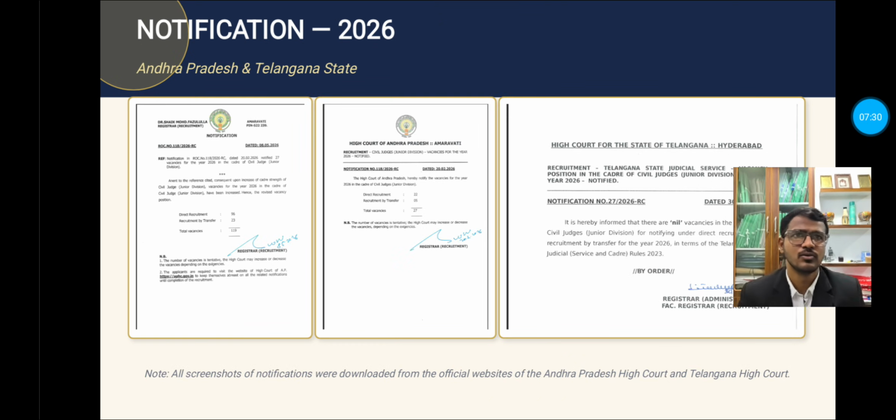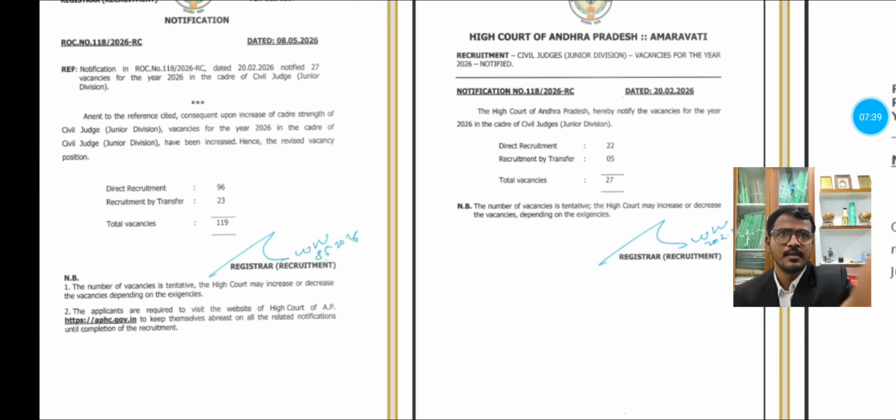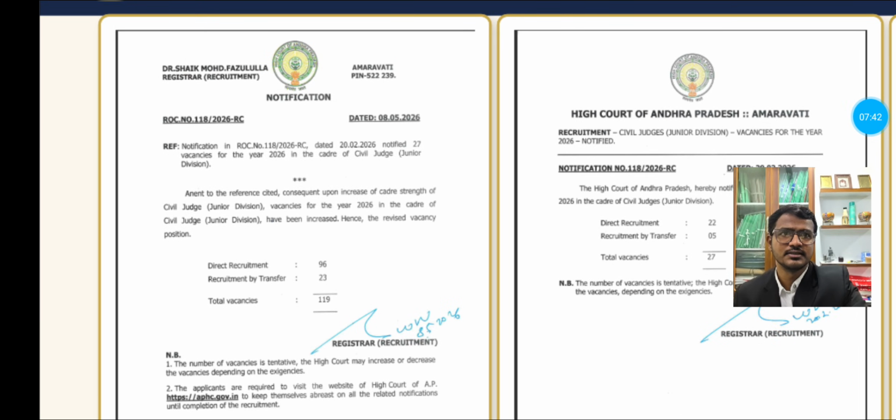Next, we'll go to the notifications of 2026 in the Andhra Pradesh state and Telangana. Firstly, we will see 8/5/2026. In the month of May 2026, the High Court of Andhra Pradesh issued a notification of vacancies for the year 2026: direct recruitment 96, recruitment by transfer 23, totaling 119 vacancies.